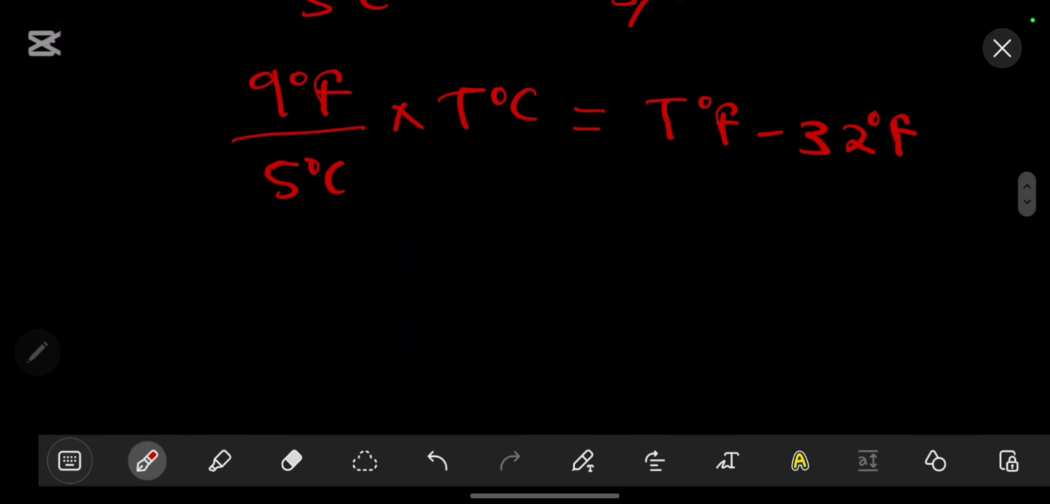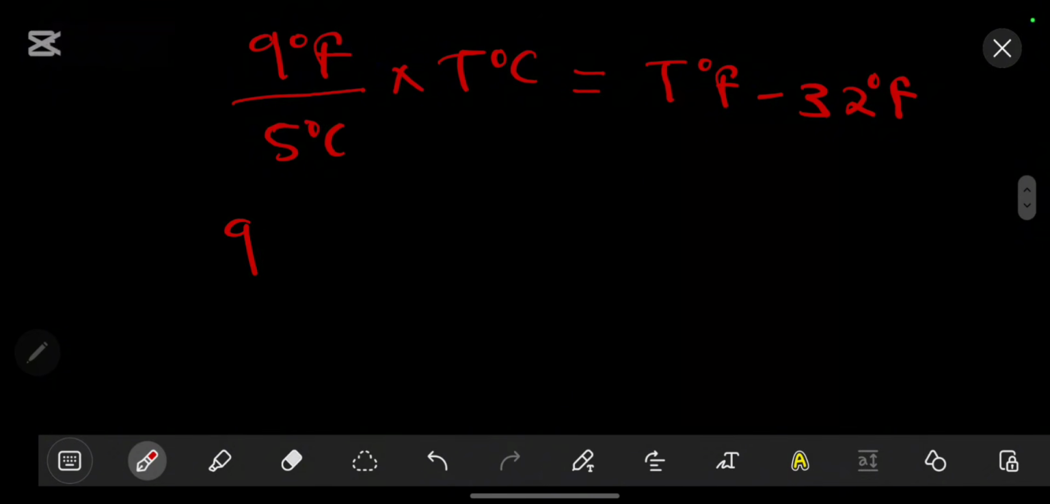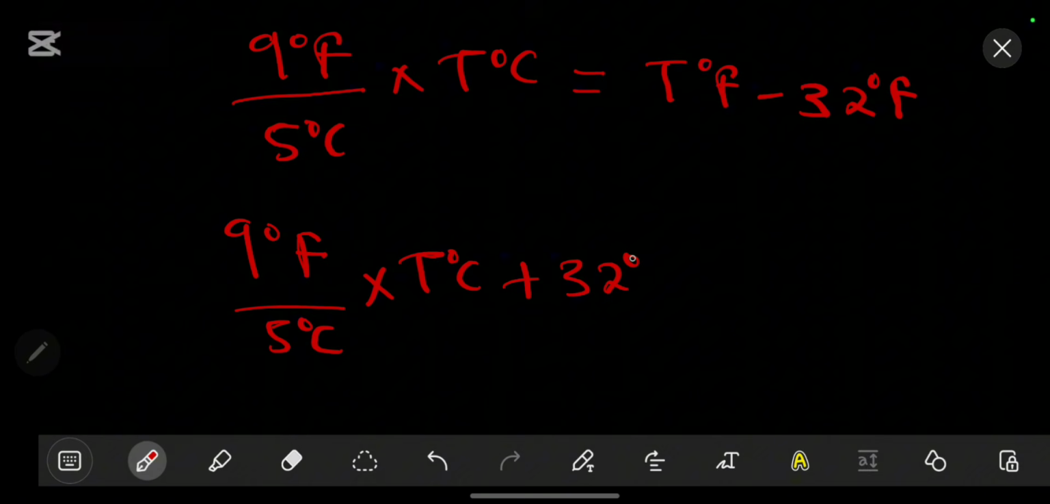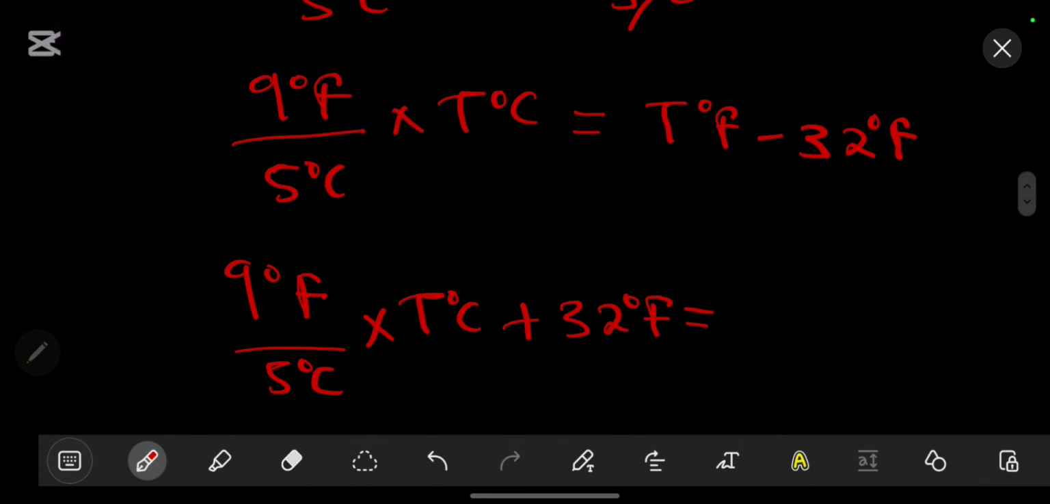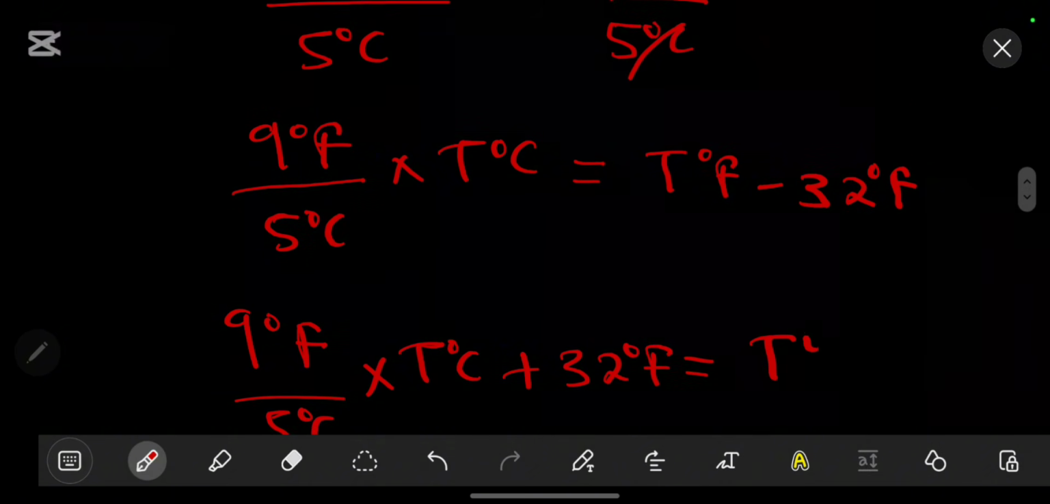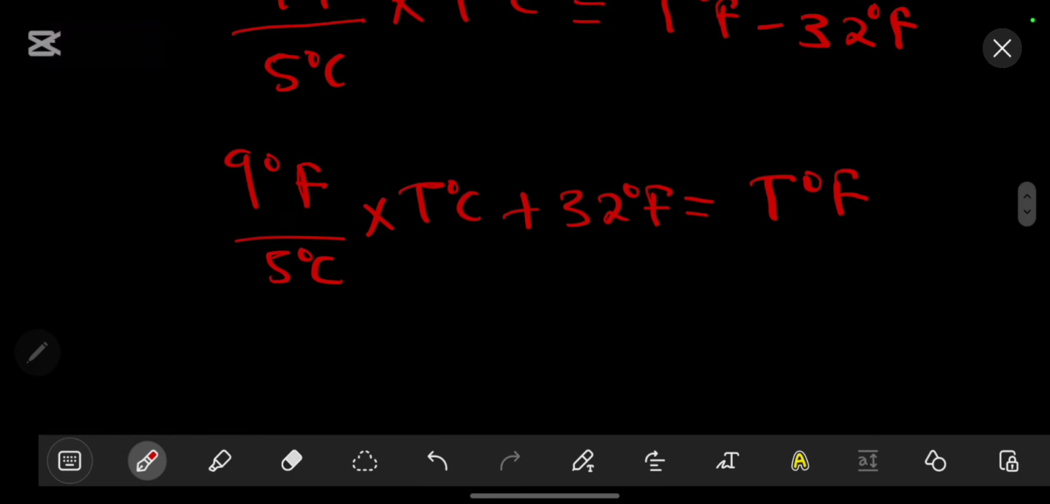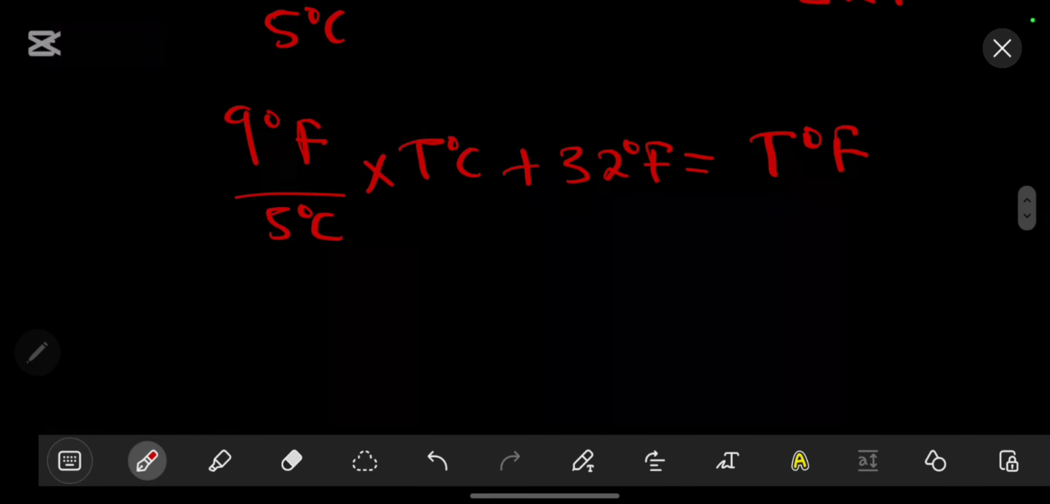Taking the 32 this side, we are going to have 9 degrees Fahrenheit over our 5 degrees Celsius, times our temperature in degrees Celsius. We add plus 32 degrees Fahrenheit, which should be equal to the temperature in degrees Fahrenheit. So this is the other conversion of temperature formula.